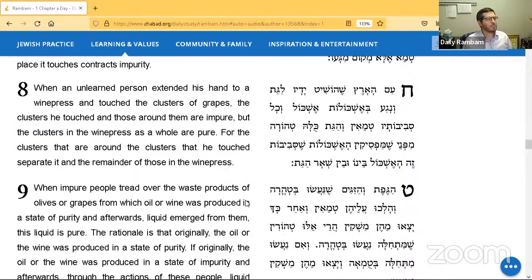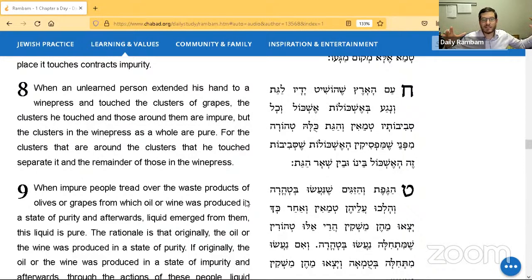Halacha 8, when an unlearned person extended his hand to a wine press and touched the cluster of grapes. Again, this am haaretz, we assume that they're not particular about keeping themselves free from ritual impurity, and therefore there's concern that they may impart impurity. But he's saying, nonetheless, in this instance, when an unlearned person extended his hand to a wine press and touched the clusters of grapes, the clusters he touched and those around them are impure, but the clusters in the wine press as a whole are pure. We assume impurity, but it will only infect the one that he touches and the ones immediately touching it, but not beyond that. For the clusters that are around the clusters that he touched, separated, and the remainder of those in the wine press.